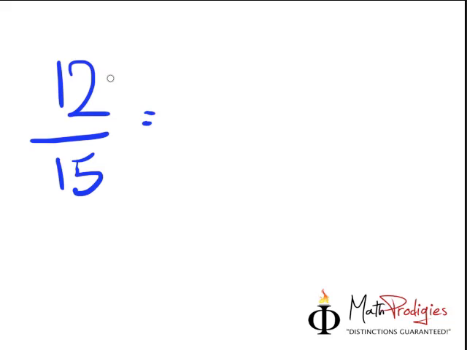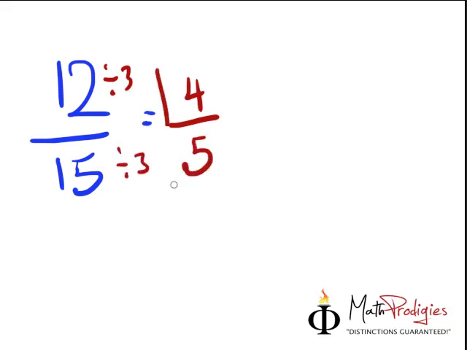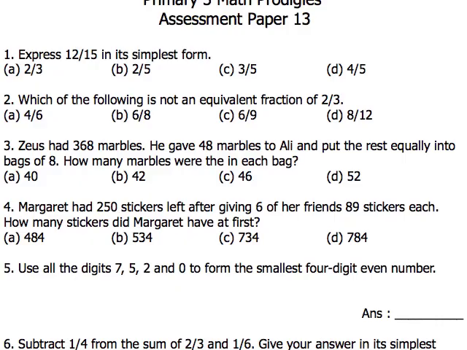So let's try 3. 12 divided by 3 gives me 4, and 15 divided by 3 gives me 5. So the answer is 4 over 5. So the option is part D. So the answer is D for the first one. Okay, let's move on to the second one.